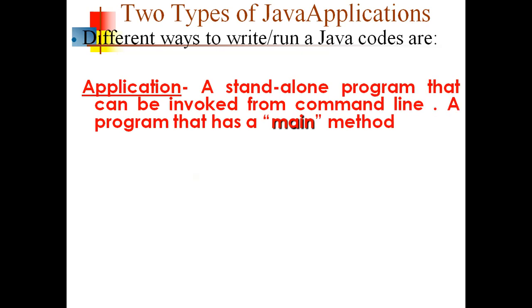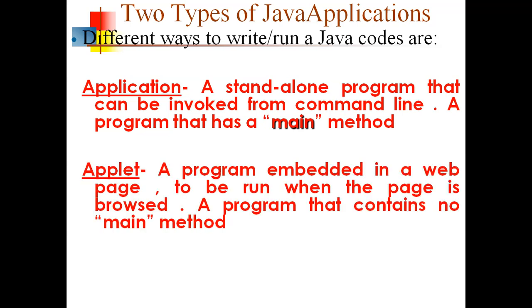You can see the difference between the core Java program, the application program, and the applet program. An application is a standalone program that can be invoked from the command line, a program that has a main method. The core Java program has the main method, while an applet program contains no main method. An applet is a program embedded in a web page to be run when the page is browsed.